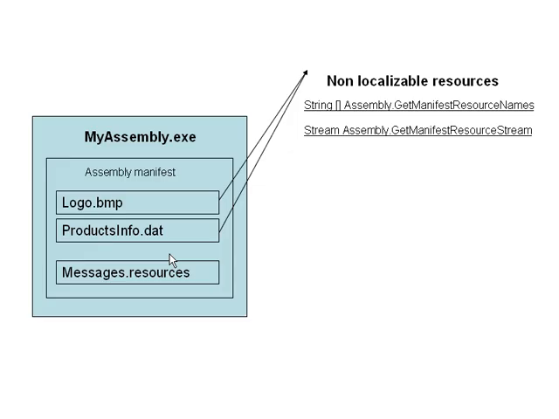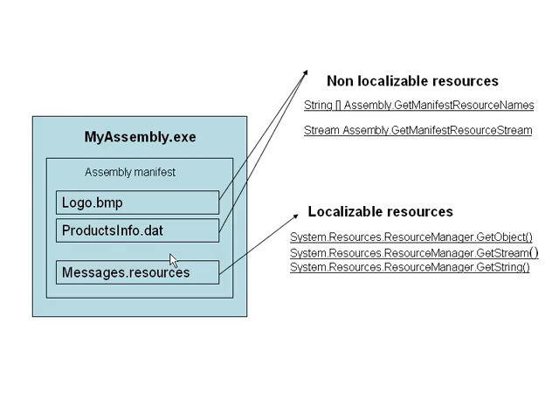Those functions are best used with non-localizable resources, since they don't support the culture fallback feature that we will describe later. To access localizable resources, you should use System.Resources.ResourceManager GetObject, GetStream, and GetString. Now let me show you a Hello World demo using resources.